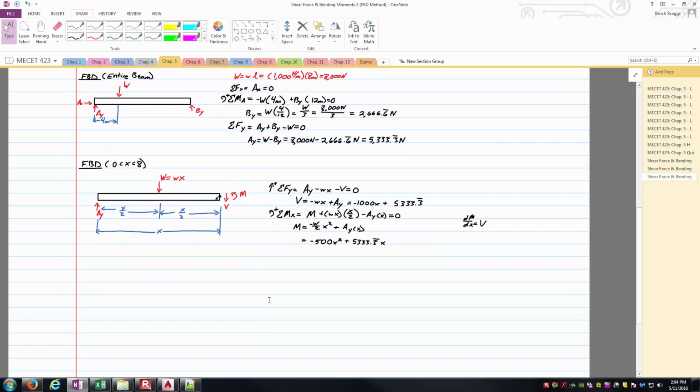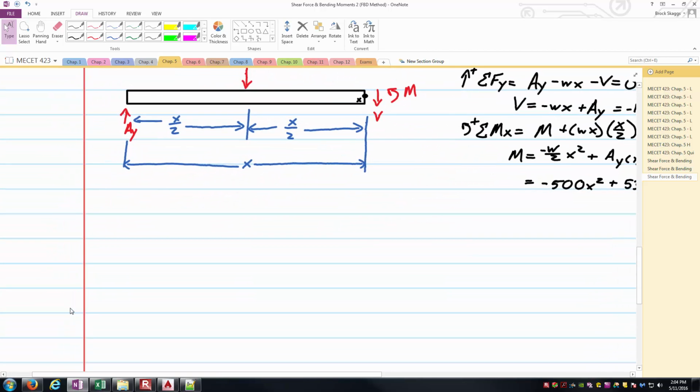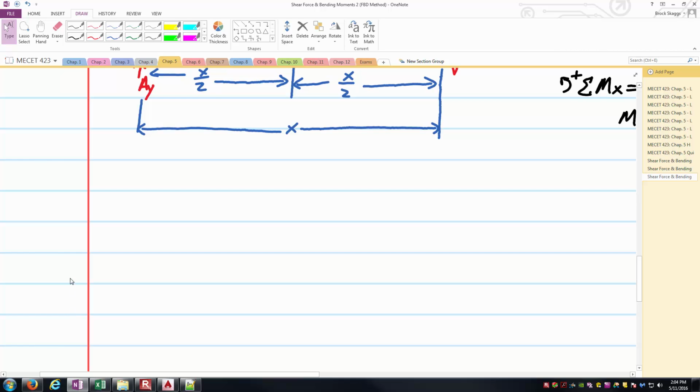So now we're, I guess, halfway done. Now we just have to do it for the last bit of the beam here. And so here we'll draw another free body diagram, except our boundary for the right hand side of the free body diagram is going to change a little bit. Last time it was between 0 and 8. Here we need to be between 8 and 12.